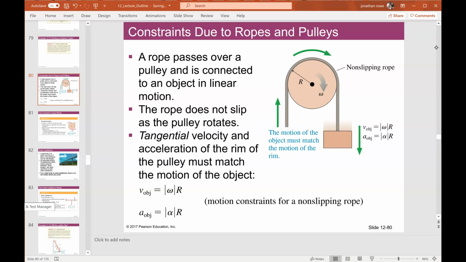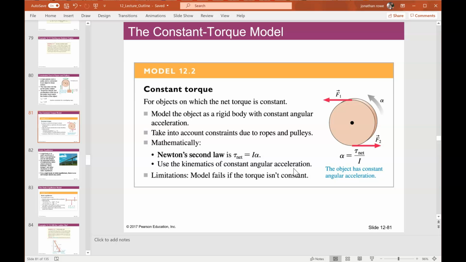Constraints due to ropes and pulleys. A rope passes over a pulley and is connected to an object in linear motion. The rope does not slip as the pulley rotates. Tangential velocity and acceleration of the rim of the pulley must match the motion of the object. So the velocity of this object equals omega times the radius, which we already know. All that's just not new. There'll be some pulley problems, I'm sure, which will involve torque.